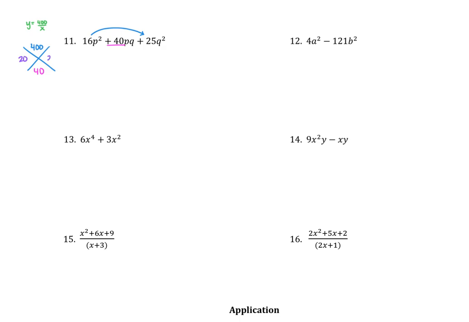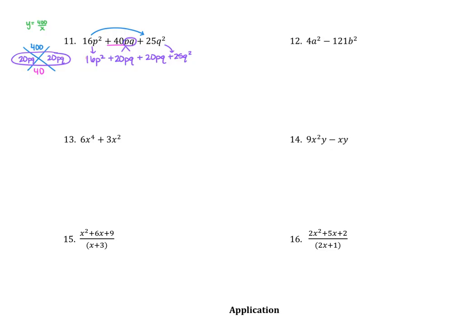20 and 20. Remember, this has a pq on the b term, so that's what I'm going to add to both of those factors. I'm going to use those two factors to split that b term. So that's going to become a positive 20pq and positive 20pq. Drop down my first term of 16p squared and my last term of 25q squared.